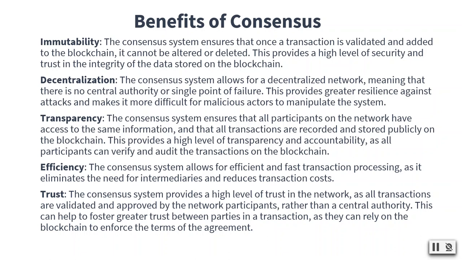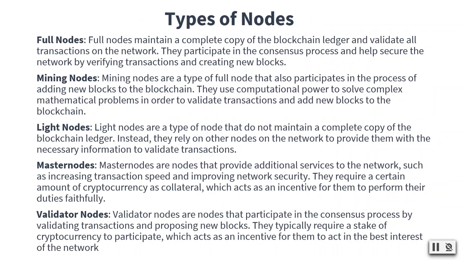Trust. The consensus system provides a high level of trust in the network as all the transactions are validated and approved by the network participants rather than just a central authority. This can help to foster greater trust between parties in a transaction as they can rely on the blockchain to enforce the terms of the agreement.